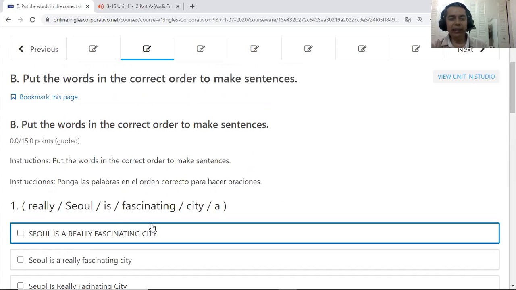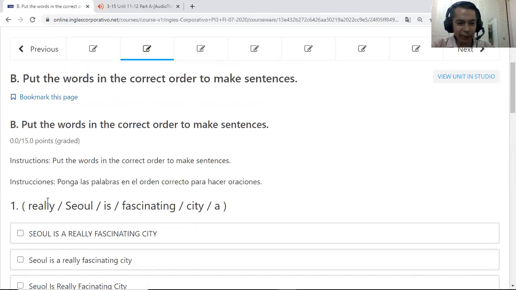Y luego podemos utilizar un verbo. ¿Cuál de todo esto es un verbo? Por aquí está, ¿verdad? Es. Y la palabra really, por ejemplo, es un adverbio que indica realce. ¿Ok? Entonces quiere decir que lo vamos a usar antes de un adjetivo. ¿Y cuál es el adjetivo aquí? Por aquí lo tenemos, ¿verdad?